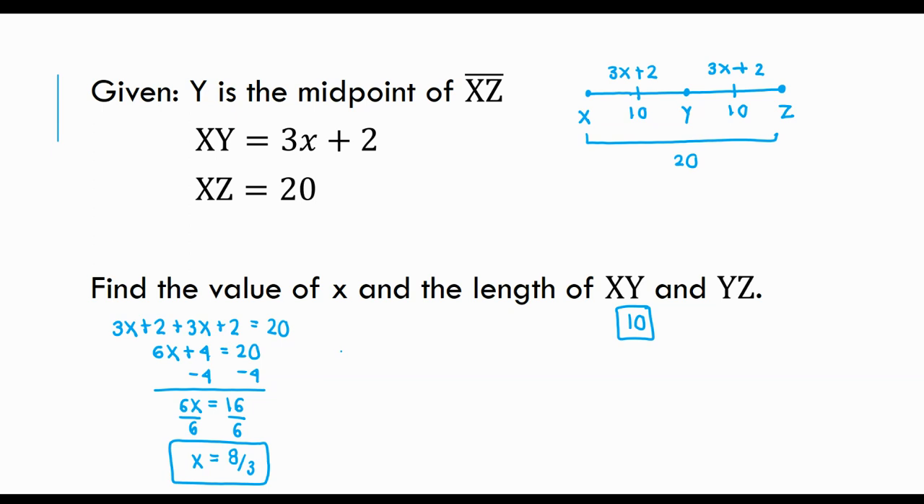And then another way for us to solve for x is we could have just set 3x plus 2 equal to 10. So notice that then I could have subtracted 2 and then divided by 3, and we would have gotten the same answer of 8/3. So two different ways for us to do that, just because we knew the entire length of that segment, cut it in half because we had a midpoint, and got us each 10.